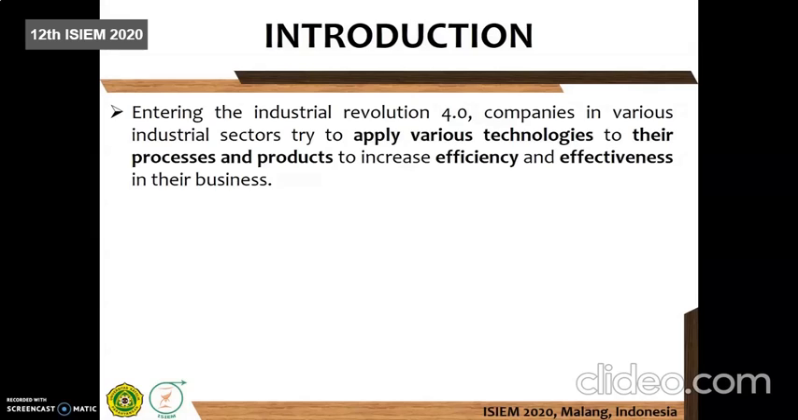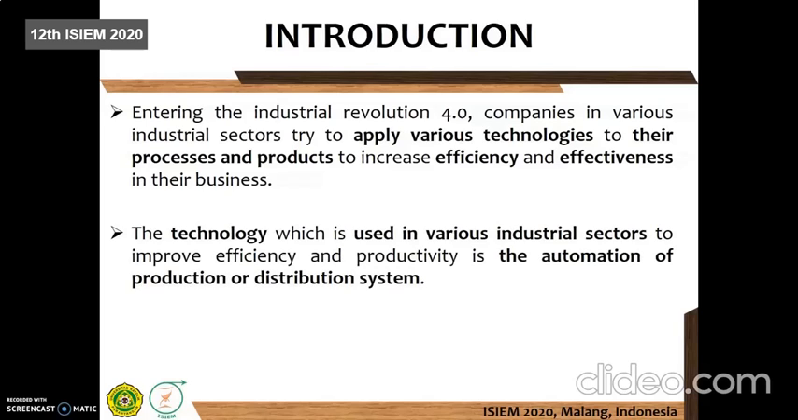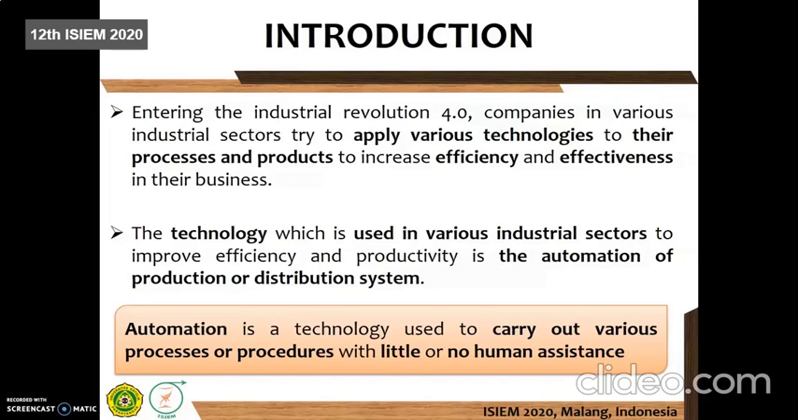Entering the Industrial Revolution 4.0, companies in various industrial sectors try to apply various technologies to their process and product. The technology which is used in various industrial sectors to improve efficiency and productivity is the automation of production and distribution systems. As we know, automation is a technology used to carry out various processes or procedures with little or no human assistance.